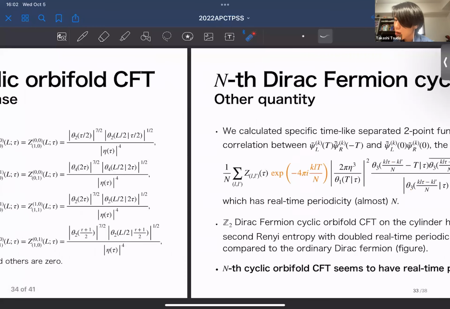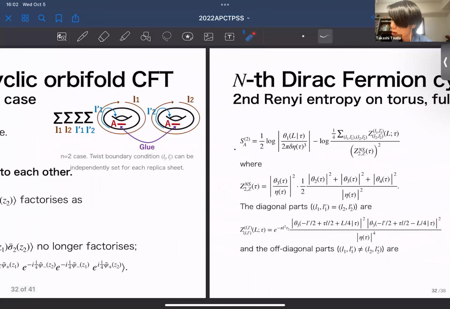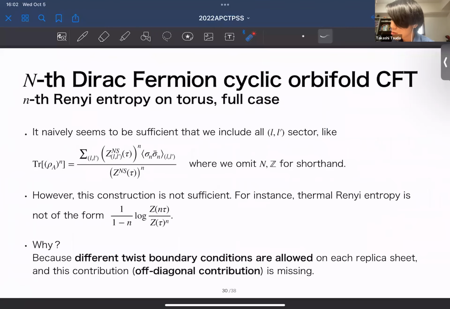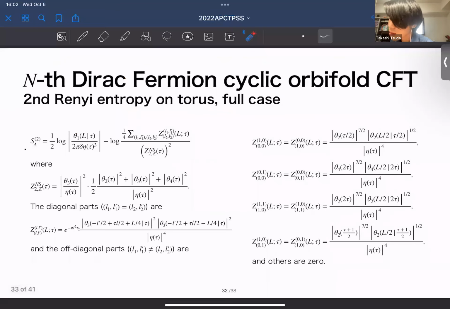And this second Renyi entropy satisfies the relation that we expected for the thermal Renyi entropy. Okay.